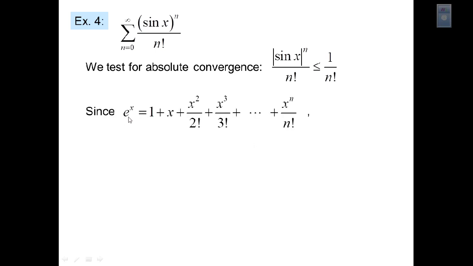Now, since e to the x is 1 plus x squared over 2 factorial plus x cubed over 3 factorial plus x to the n over n factorial, then this is nothing more than e to the first power.